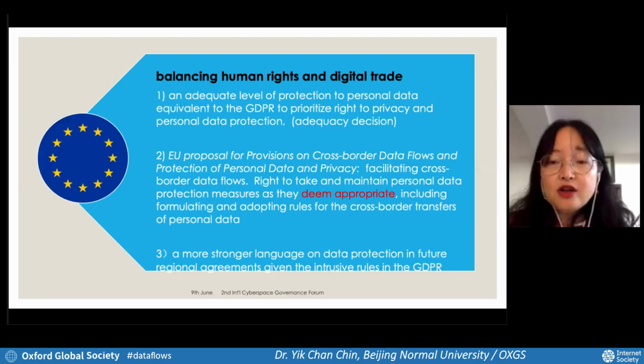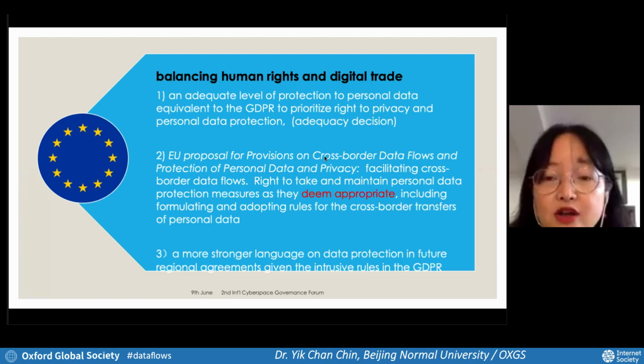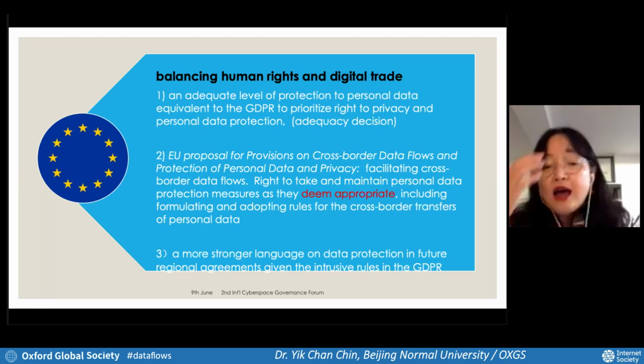So if you look at the EU's approach, as Mira just mentioned, they actually use the adequacy decision to restrict the free flow of information outside of the EU. And she also mentioned they have this right to adopt and maintain personal data protection measures as they deem appropriate. So actually, "deemed appropriate" gives quite broad discretion to the EU as a regulator to impose regulation on cross-border flows. And they have stronger language on data protection in future regional agreements, given the intrusive rules in the GDPR.